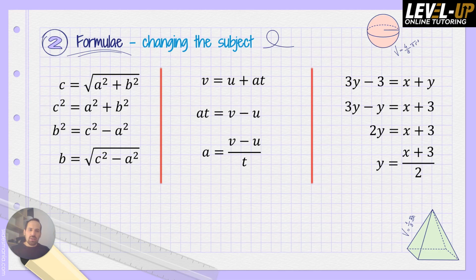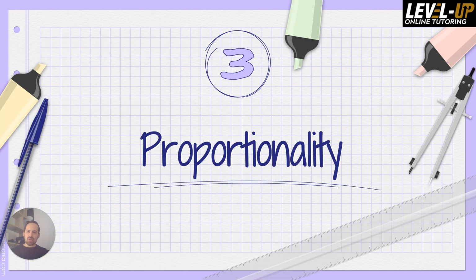So okay, here are some examples of changing the subject, which I've noticed can sometimes be a little bit tricky for people. But the key thing to remember is it's basically doing the exact same thing as solving an equation, but you're just solving it not to get an actual numerical value. You're going to get the answer to what you're trying to solve in terms of other variables like this. So I'm hoping that makes sense. So let's now look at proportionality.